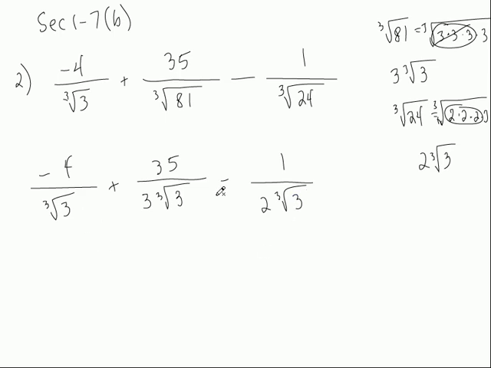Now the denominators are starting to look a little more like each other. Okay, they didn't really at the beginning, did they? But now they do, because they all have a cube root of 3 in it. This has 1 cube root of 3, this has 3, this has 2. So what do we have to do? We're adding fractions, aren't we? So what do we do when we add fractions? That's right, get a common denominator.